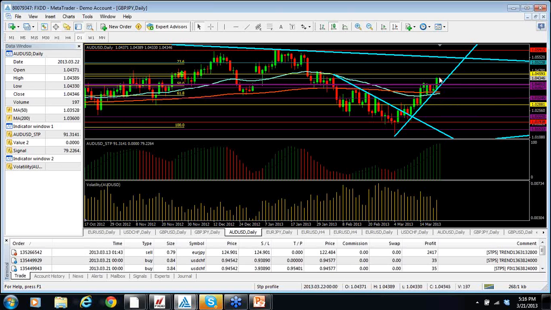It's in a midterm, if you will, uptrend from March 4th until now. It's the only currency that's done anything and had any net movement. So this is very good for the Aussie dollar. The Aussie dollar continues to move up, and it's for a few reasons from a fundamental standpoint.